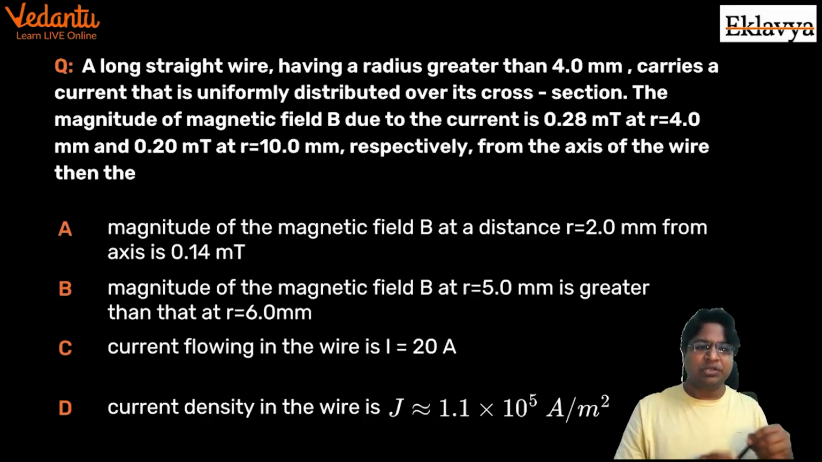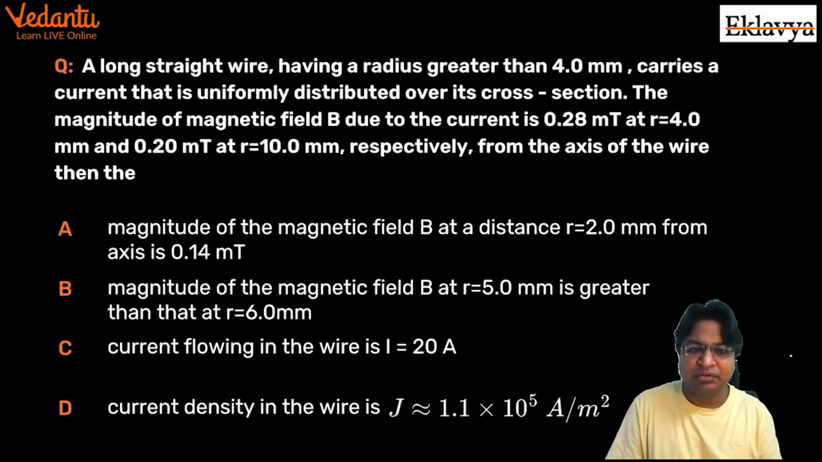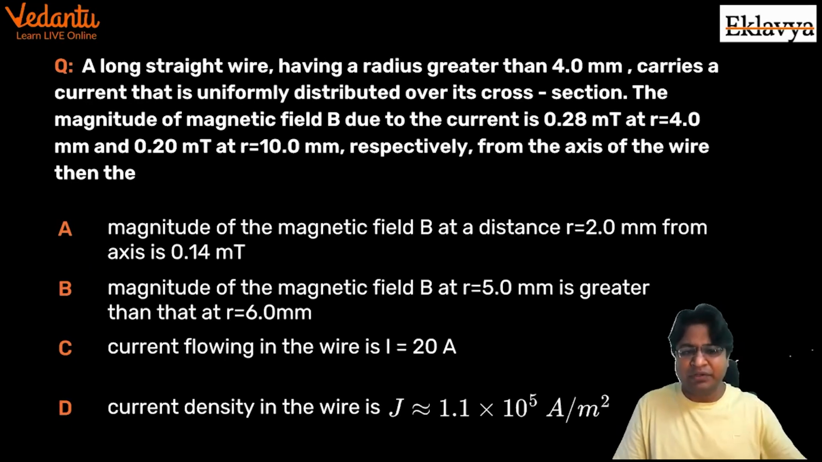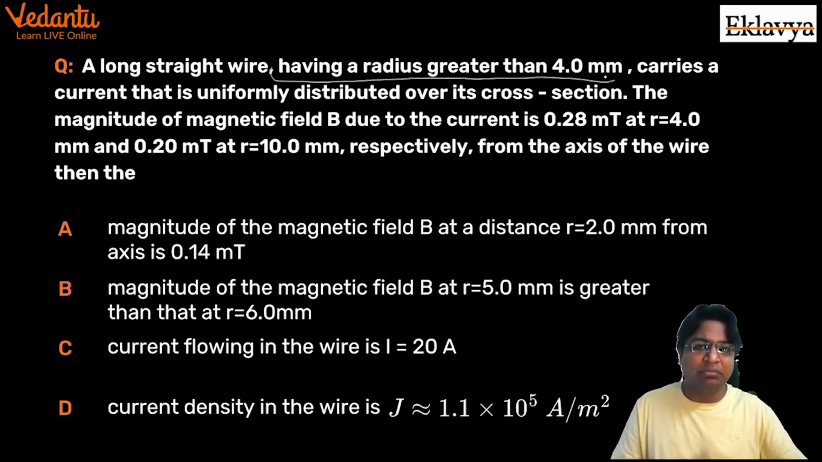So next question: a long straight wire having a radius greater than 4 millimeter carries a current that is uniformly distributed over its cross section. The magnitude of the magnetic field due to the current is given at 0.28 meter. Okay guys, in this question we have been told that the radius is greater than 4 millimeter, but exactly how much the radius is, that is not given to us.